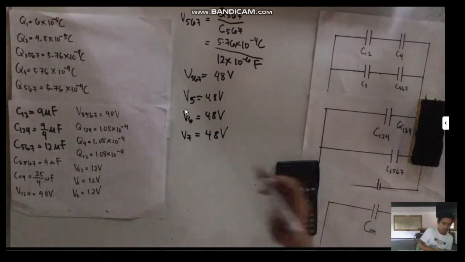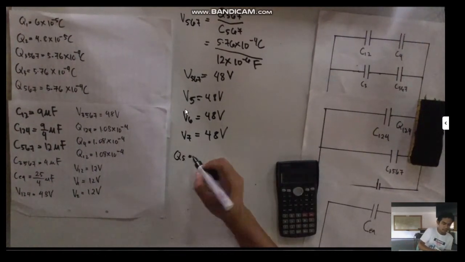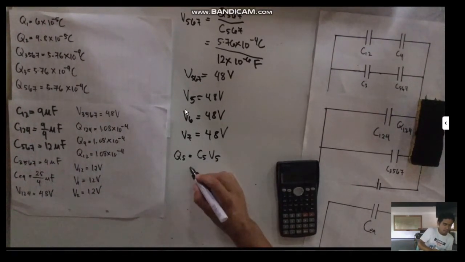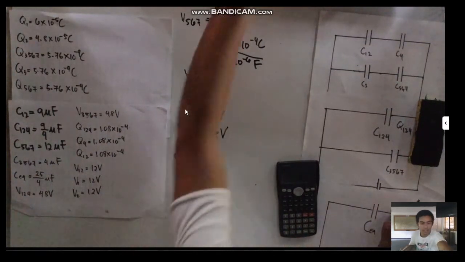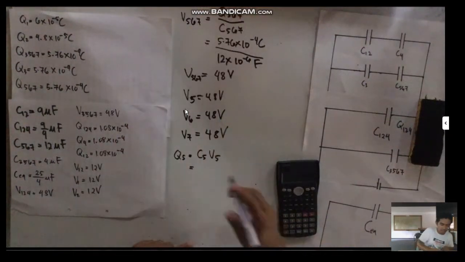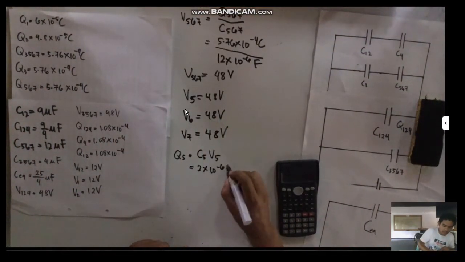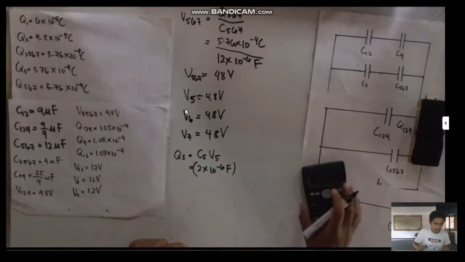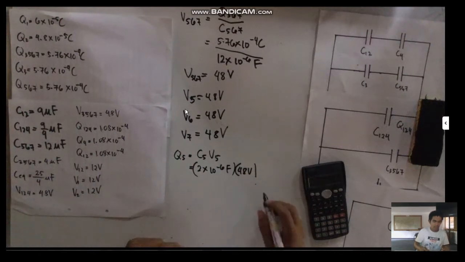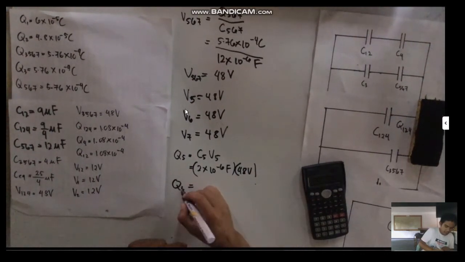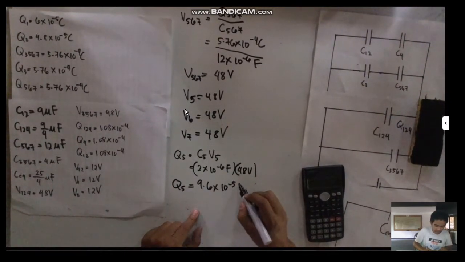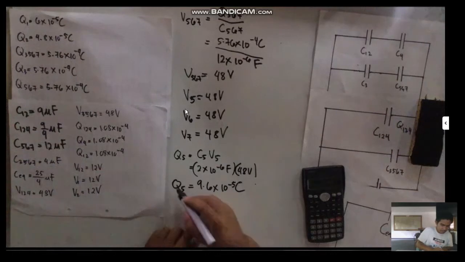Okay, so Q5, what is Q5? That is C5 times V5. What is C5? Let us see the diagram. C5 is 2 microfarad. Then this is 2 times 10 to negative 6 farad multiplied by 48 volts. So Q5 equals 9.6 times 10 to negative 5 coulomb.